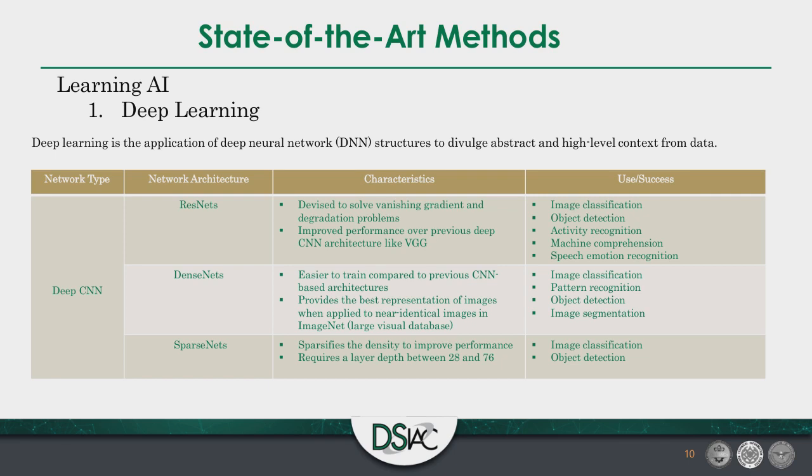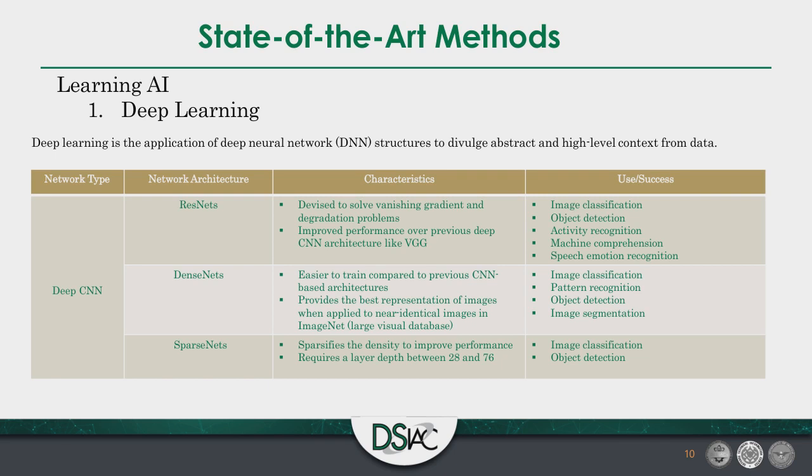Some of the top used state-of-the-art architectures go into a lot of these state-of-the-art frameworks like YOLO, RetinaNet, and all. The backbone of them are these topologies. One of them is called ResNet, and then DenseNet, and then SparseNet, and then the other one like LeNet and additional ones. But the success of these network topologies is in image classification, object detection, pattern recognition, and image segmentation.